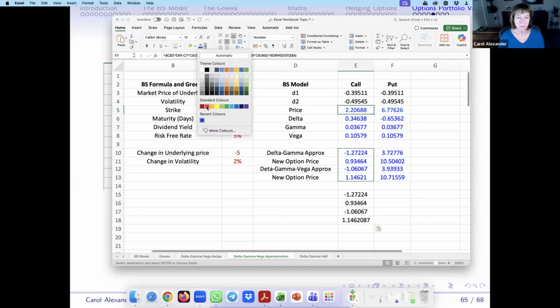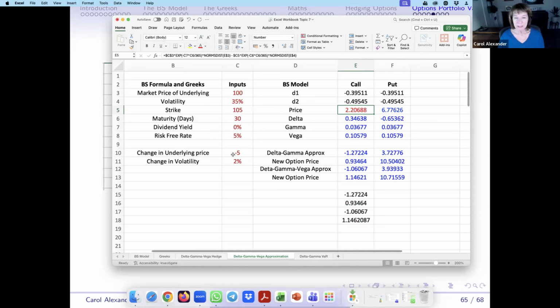and see what is the actual price if I change this to 95. Is it 0.93464? That's the delta gamma approximation, or is it 1.142? What is it when it comes down there? And it's 0.90, actually closer to the delta gamma approximation.